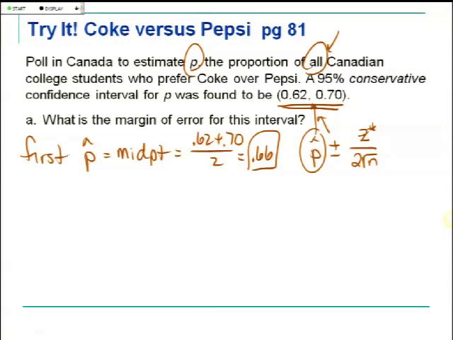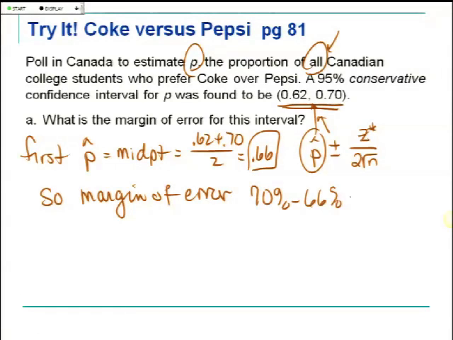So what's my margin of error? Plus or minus 4%. That's the half width of my interval. So the margin of error could be the distance from 70% minus the 66%, or from 62 to 66, or just take the full width of the interval, which is 8% width, and cut it in half, and you've got your margin of error directly.